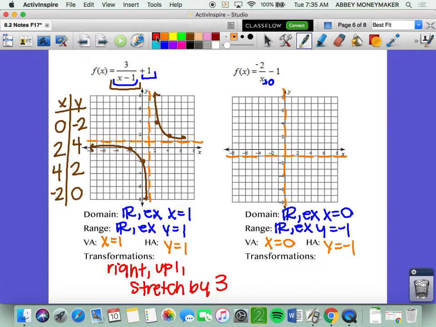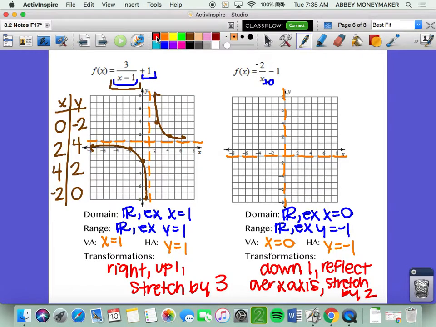Transformations, let's talk about those before we graph. I didn't go left or right any, but I went down 1. I reflect over the x-axis. And why do I do that? Because I have a negative a value. And then I stretch by 2.